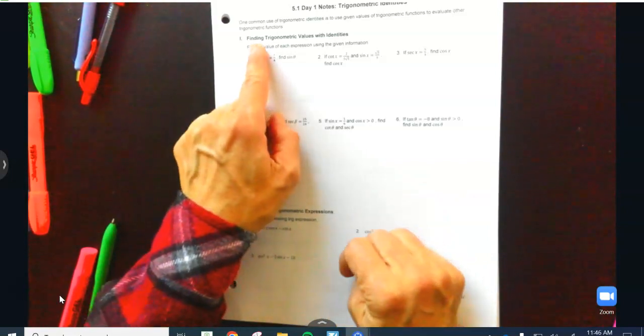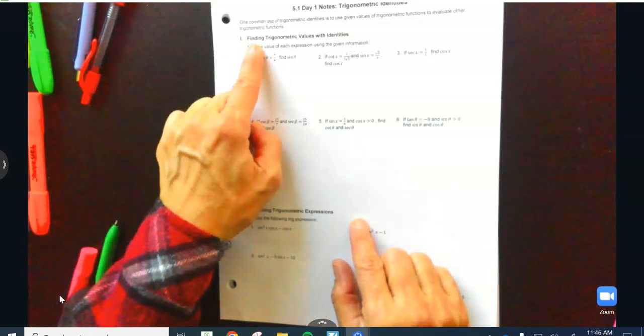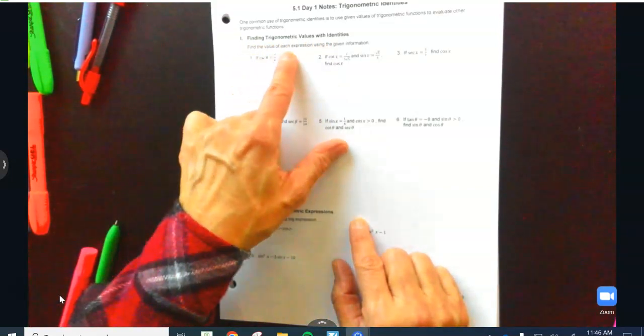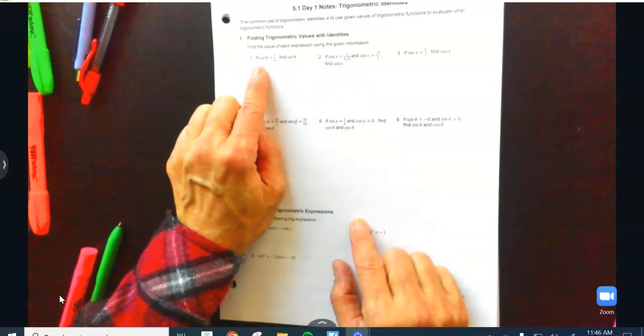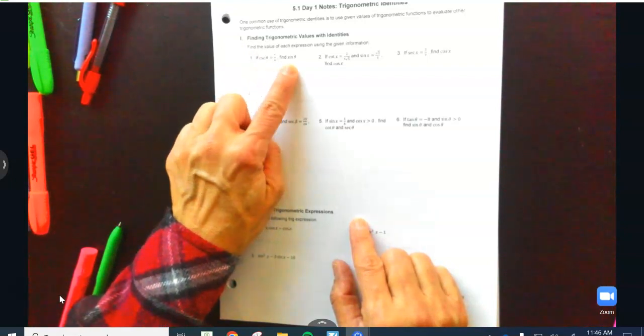Let's go ahead and look at some foundational stuff. One common use of trigonometric identities is to use given values of trig functions to evaluate other trig functions. For example, finding trig values with identities. Find the value of each expression using the given information. So the given information right here is if cosecant of theta is 7/4, find sine. Well, that one's pretty easy because you know that cosecant is the reciprocal for sine. So if cosecant is 7/4, then we know the sine value is simply 4/7.